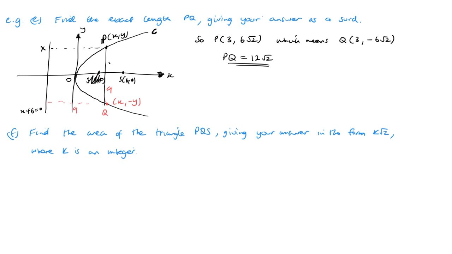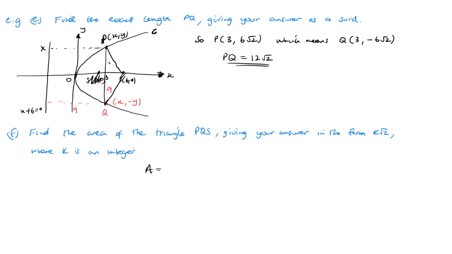So PQ is down there, S is like that. So that's at 3. So the height of this triangle is 3, because it's between 3 and 6. The base is 12 root 2. So it's nice and straightforward.